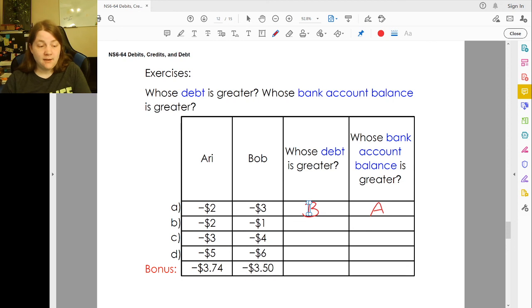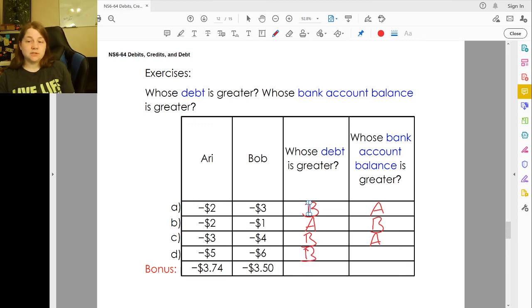In letter B, Ari owes $2, Bob only owes $1. So Ari's debt is greater and Bob has a greater bank account balance. Letter C, 4 is the bigger debt than 3. So that's Bob who has the bigger debt, and so Ari who has a greater bank account. And for letter D, still Bob has a greater debt, owing $6 versus only owing $5.